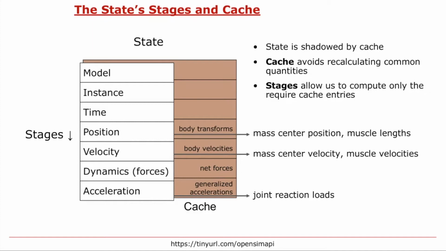If we change the value of a generalized coordinate, then all saved calculations related to the position stage or later stages are no longer valid. Therefore, changing the value of a generalized coordinate causes OpenSim to demote the stage back to the time stage, which causes the cache for the position stage and later to be deleted. If we change the value of a generalized speed, then the stage is demoted to position. In that case, the saved body transforms are still valid because they don't depend on generalized speed.